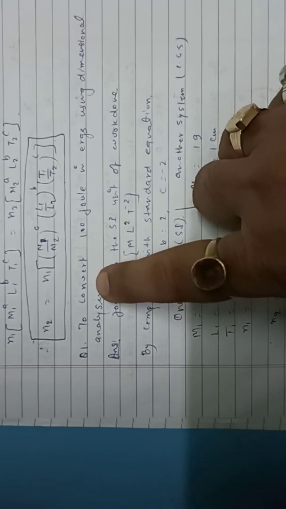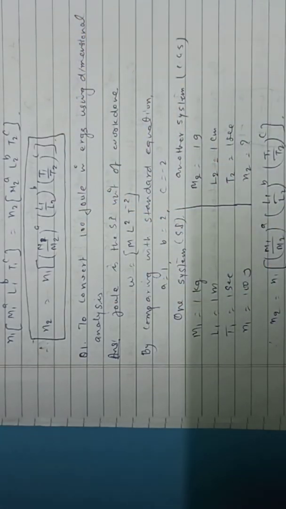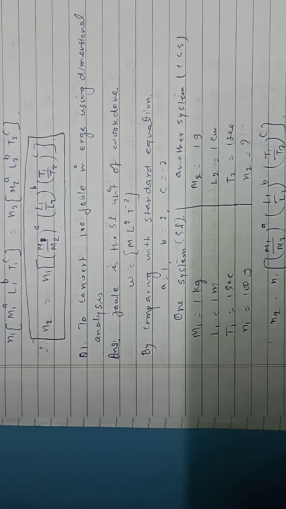In continuation of this, to convert one system into another system, first of all we know the formula: n2 is equal to n1 (m1 by m2) raised to the power a, (l1 by l2) raised to the power b, (t1 by t2) raised to the power c. So suppose you are asked a question: convert one system of unit into another system.